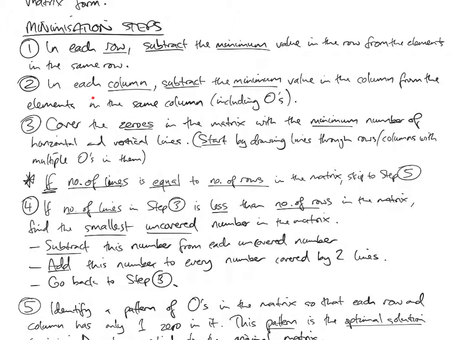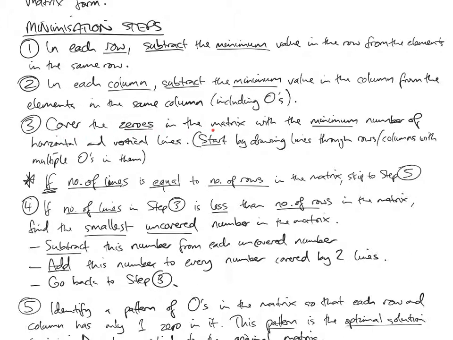Step 2, you do the same thing column-wise, so in each column, subtract the minimum value in the column from the elements in the same column, and that includes zeros as well, so 0 is obviously going to be the minimum value. If your columns have zeros in them, you're not going to do anything because subtracting 0 from something will leave it the same.